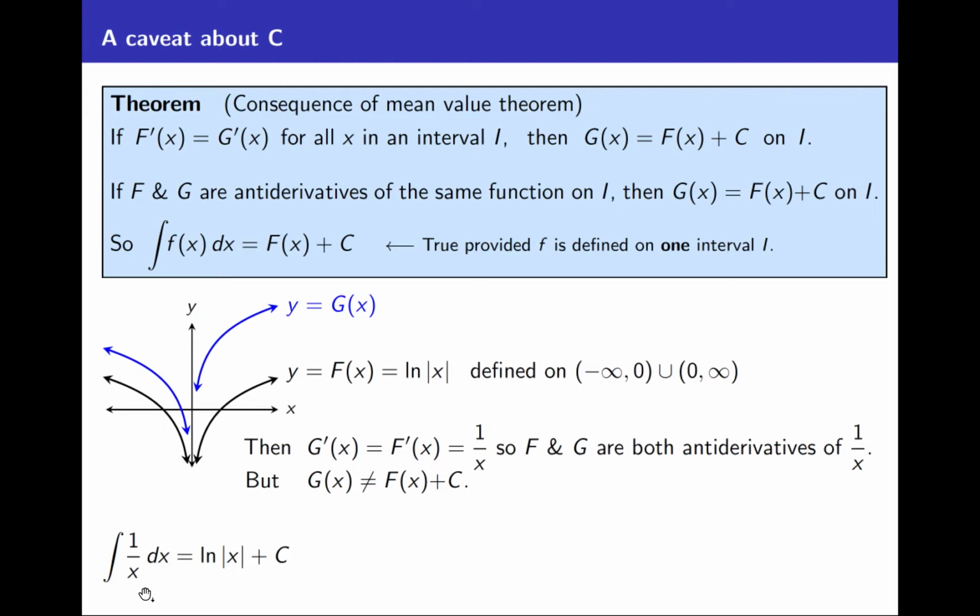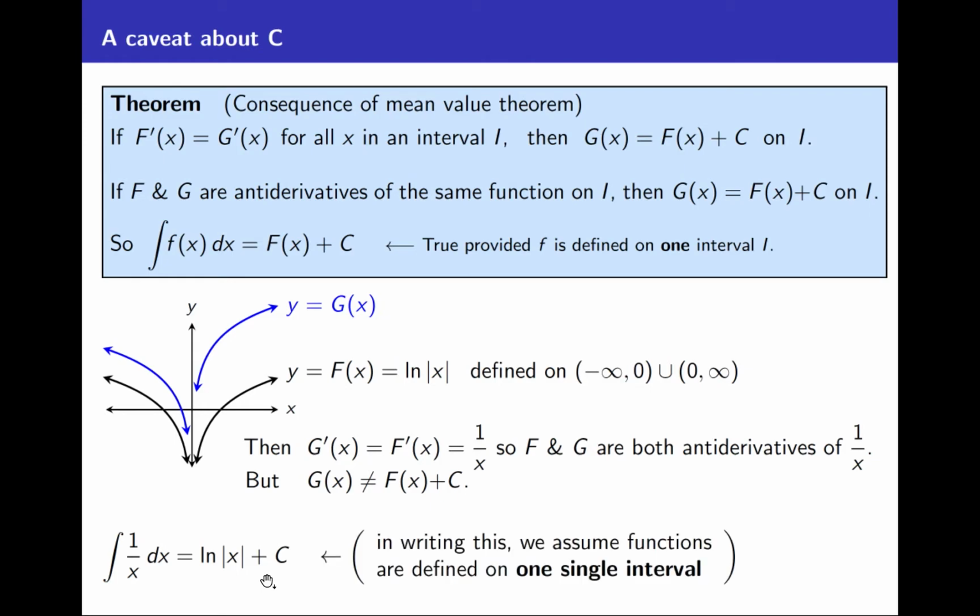So when we write something like the integral of 1 over x dx equals ln of the absolute value of x plus c, we are assuming that the functions are defined on one single interval. So for instance, in this case, maybe we're talking about just the positive real numbers or just the negative real numbers, but one single interval.